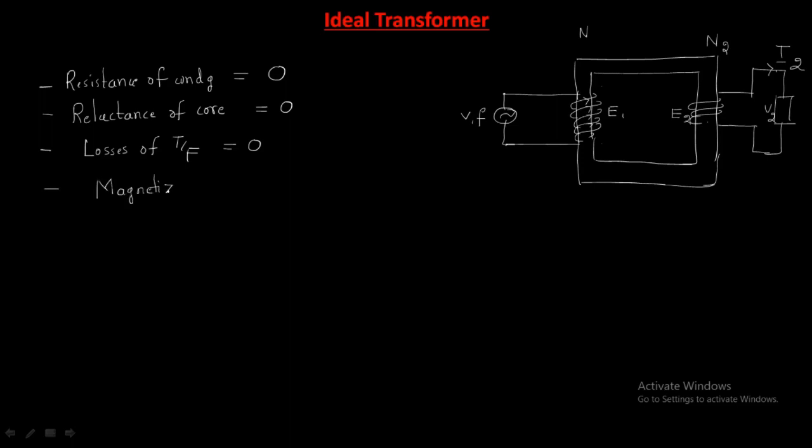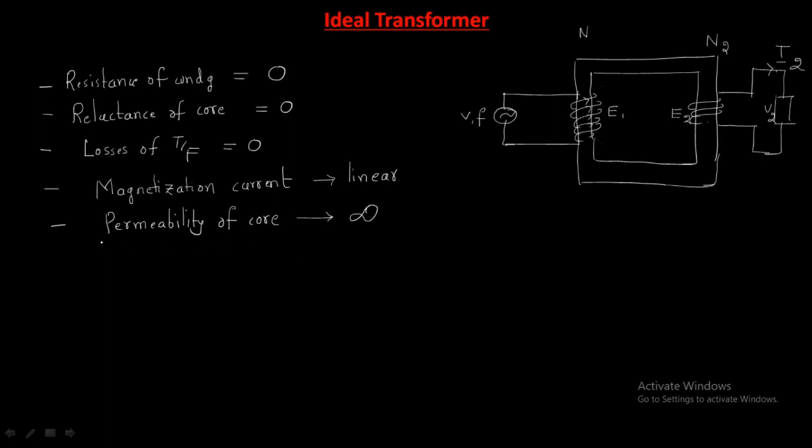And to supply the flux we require a magnetization current. The magnetization current is linear. Generally the magnetization current is non-linear because it depends on the core material, but we are assuming it is linear. And another characteristic is permeability. The permeability of the core is infinite.